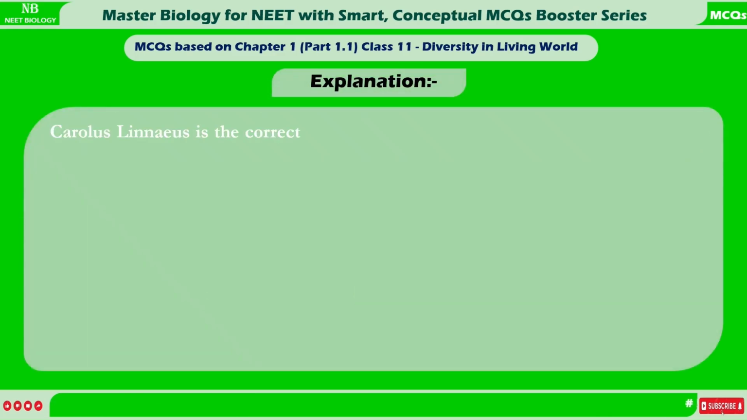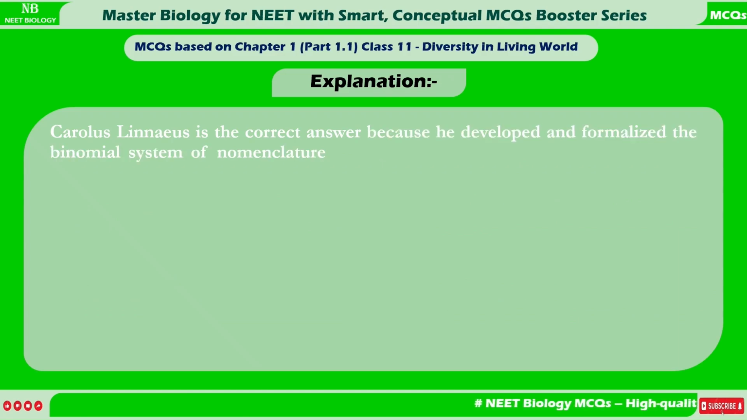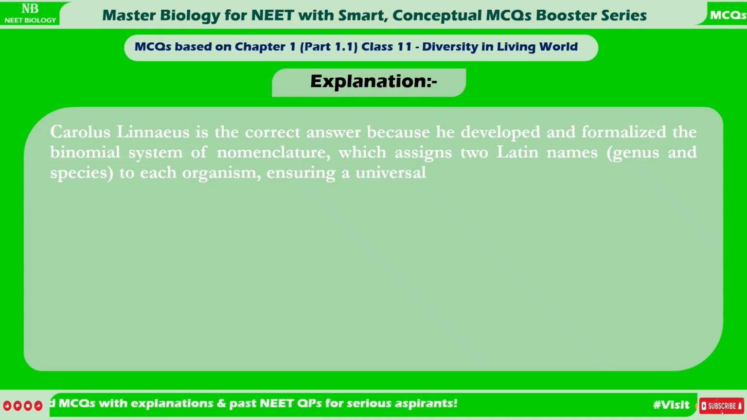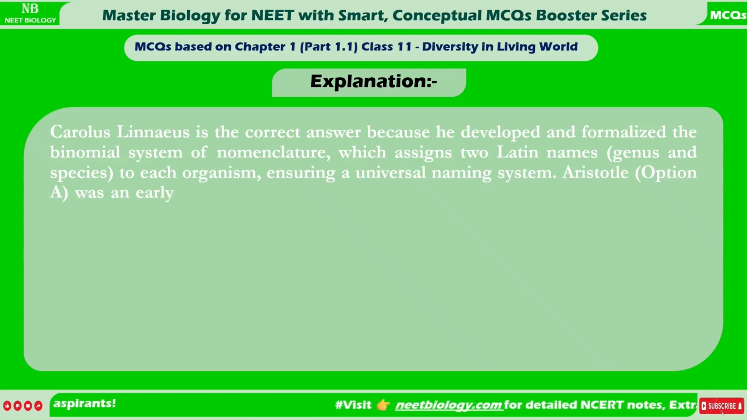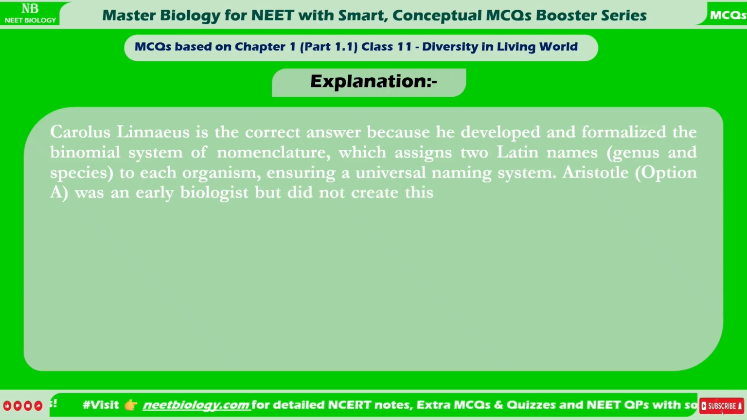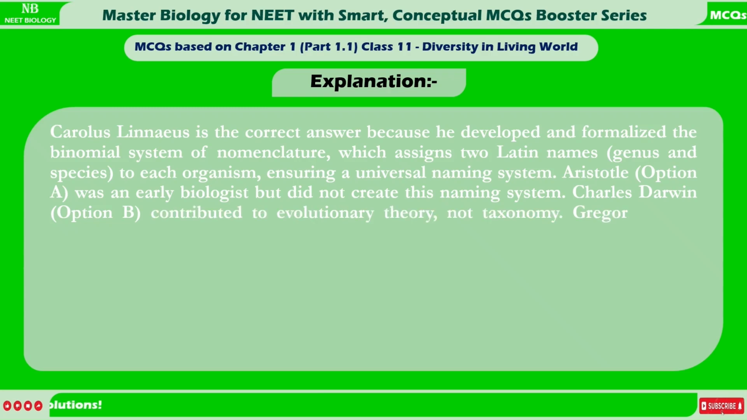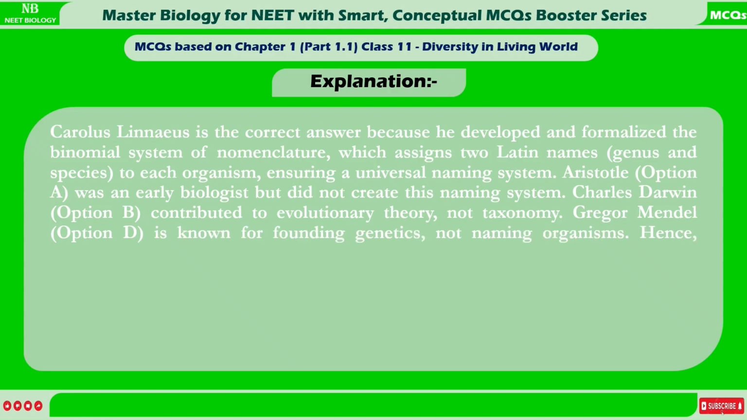Explanation. Carolus Linnaeus is the correct answer because he developed and formalized the binomial system of nomenclature, which assigns Latin names, genus and species, to each organism, ensuring a universal naming system. Aristotle, option A, was an early biologist but did not create this naming system. Charles Darwin, option B, contributed to evolutionary theory, not taxonomy. Gregor Mendel, option D, is known for founding genetics, not naming organisms. Hence, Linnaeus is accurately credited for this system.